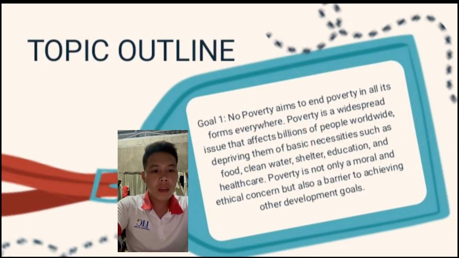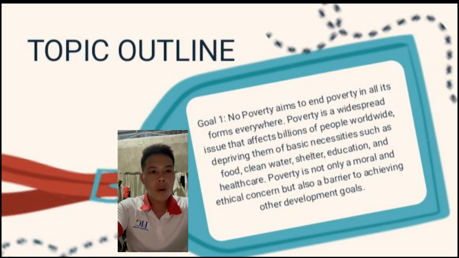Topic outline. No poverty aims to end poverty in all its forms everywhere. Poverty is a widespread issue that affects billions of people worldwide, depriving them of basic necessities such as food, clean water, shelter, education, and healthcare. Poverty is not only a moral and ethical concern but also a barrier to achieving other development goals.